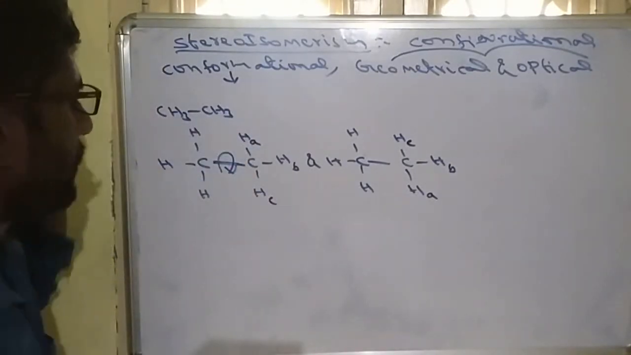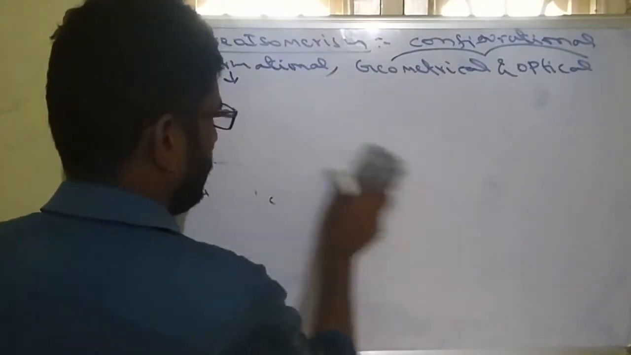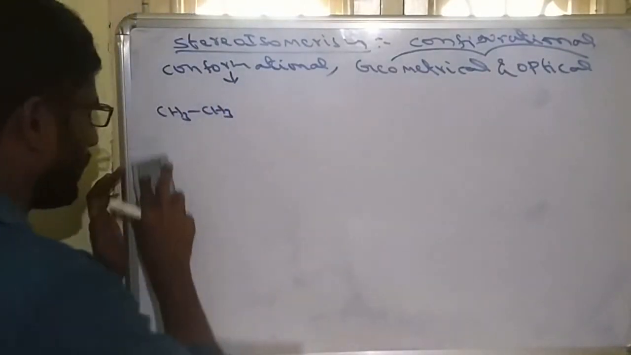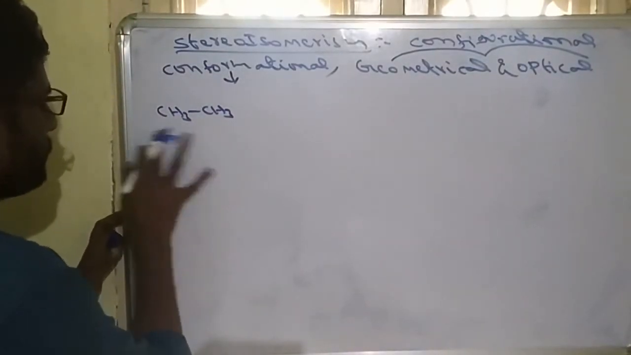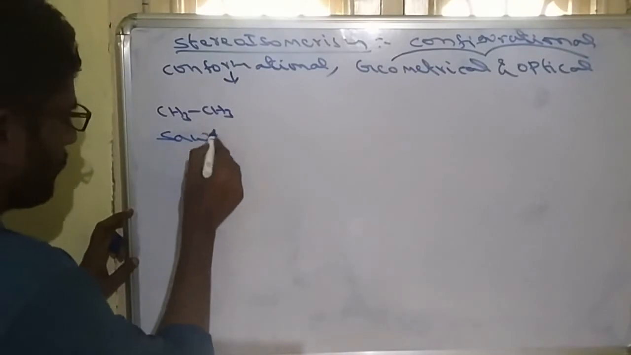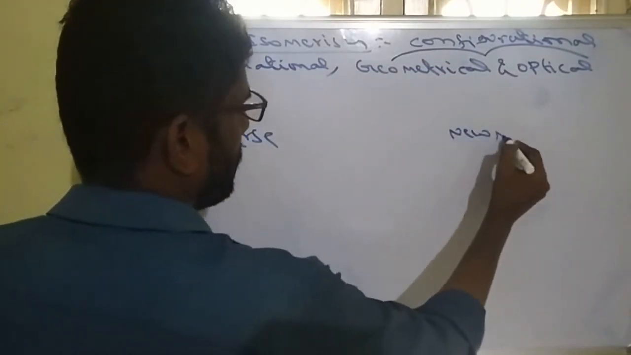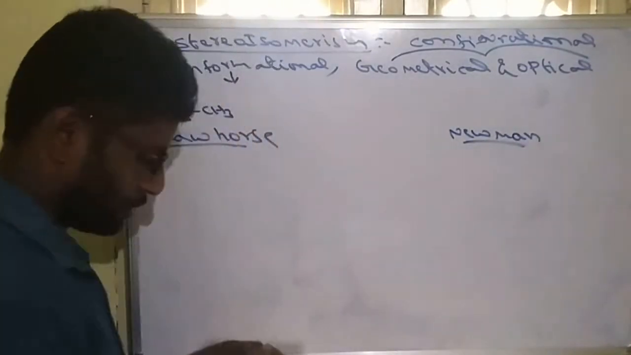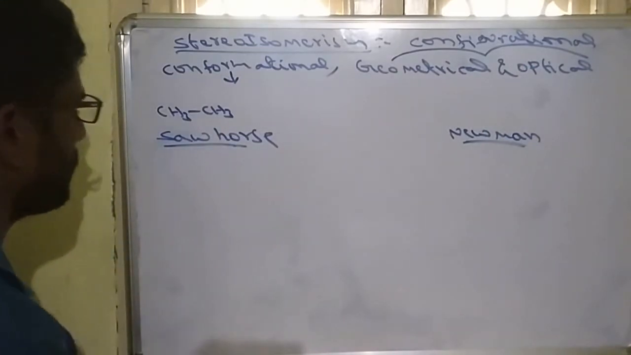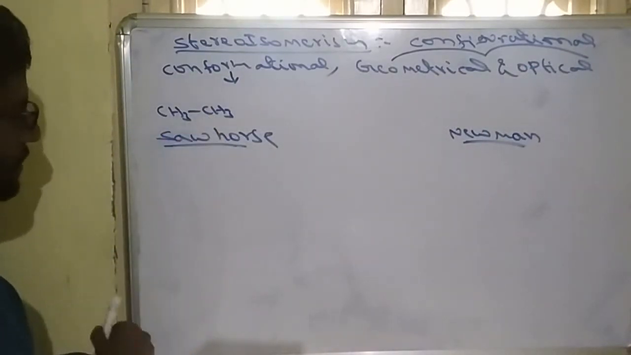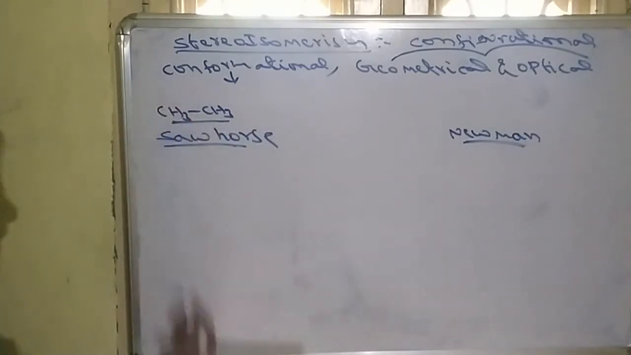Conformational isomerism can be represented in two ways. With the help of two techniques, we can identify it. One technique is called Sawhorse technique, and another is called Newman technique. With the help of these two projections, we can identify conformational isomerism. I am taking the same example, CH3 single bond CH3. The ethane molecule will show conformational isomerism since it contains a single bond.